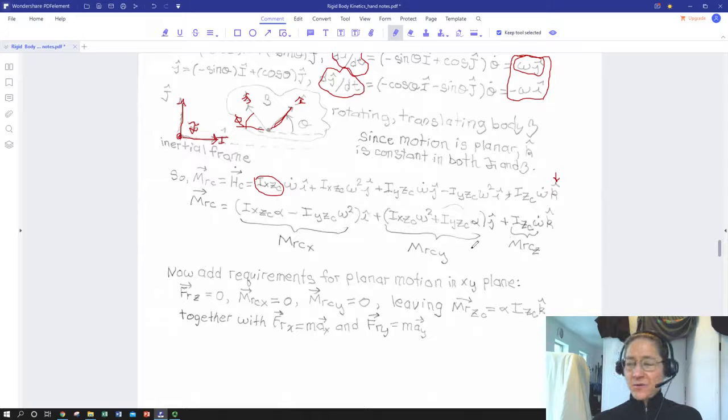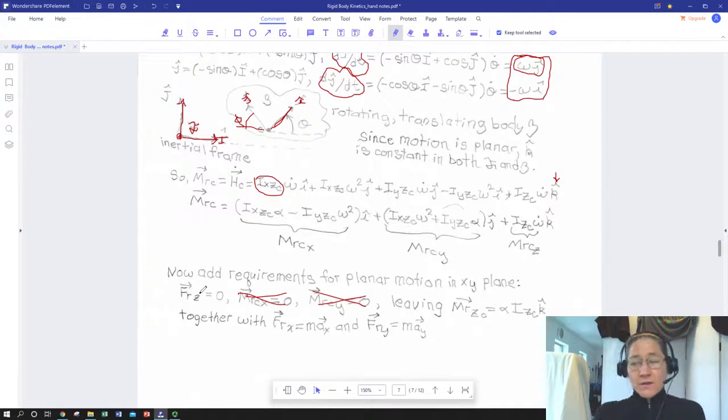Now here's where we have our lovely simplifying factor where we don't have to consider products of inertia. If we have planar motion, we can't have any net moment in any direction other than the z direction, because if we did, we would start to move that rigid body out of the plane. We wouldn't have planar motion anymore. So the sum of the forces in the z hat direction has to be 0 because we're not moving the body out of the plane. It has to move only within the plane.